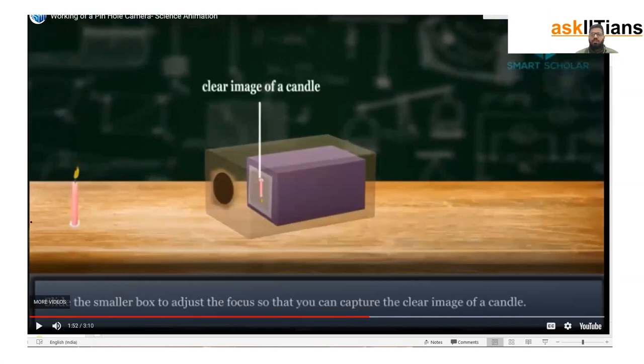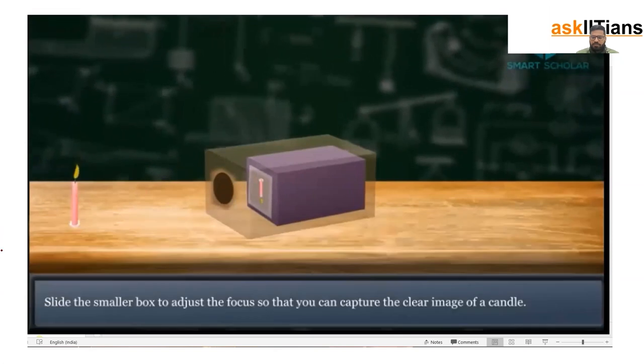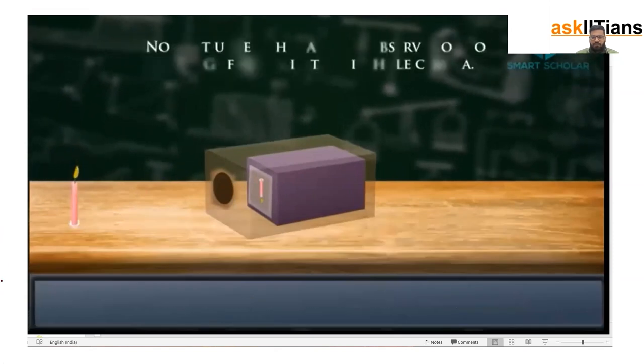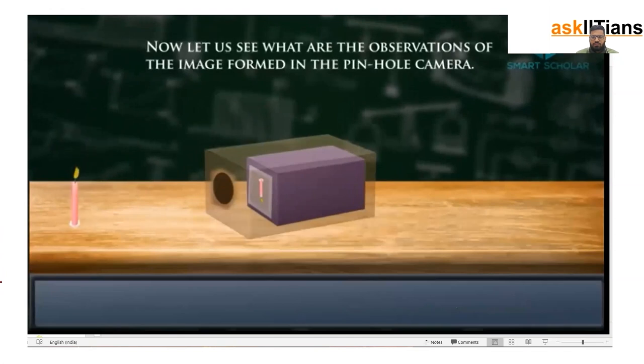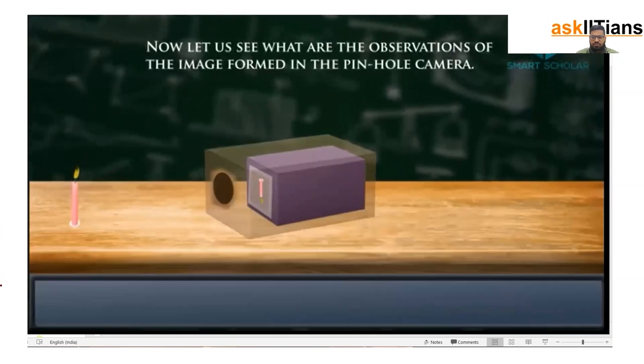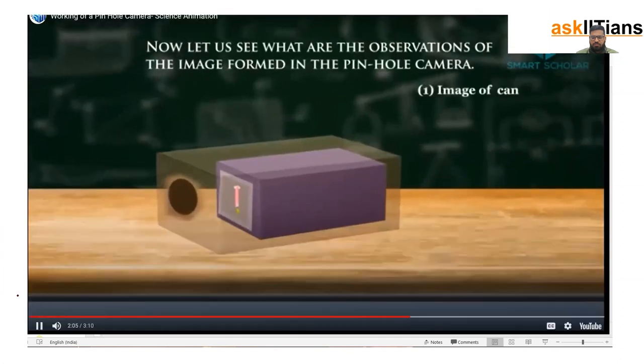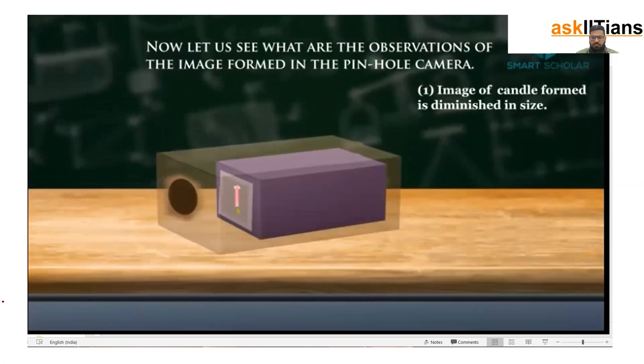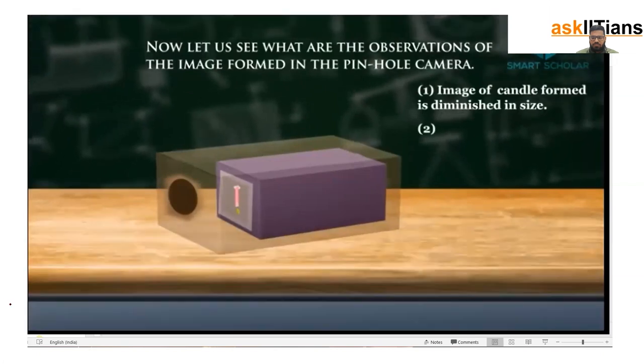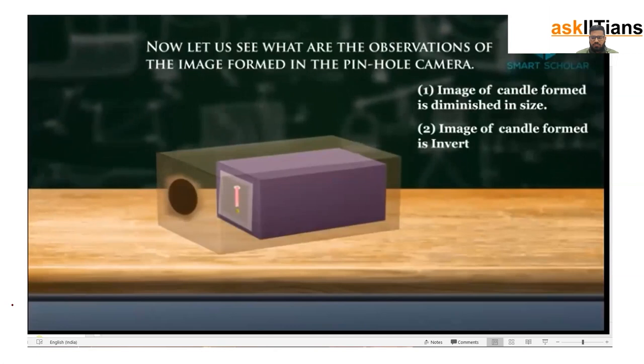So you can see you are getting an inverted and a blurred image. In order to get a clear image, just adjust or slide the smaller box within the larger box. A point will come where you will get the clear image. Stop at that point and look at the clear image. Now, let us see the observations of the image formed in the pinhole camera. Number one, the image of the candle formed is diminished in size. Number two, the image of the candle formed is inverted.